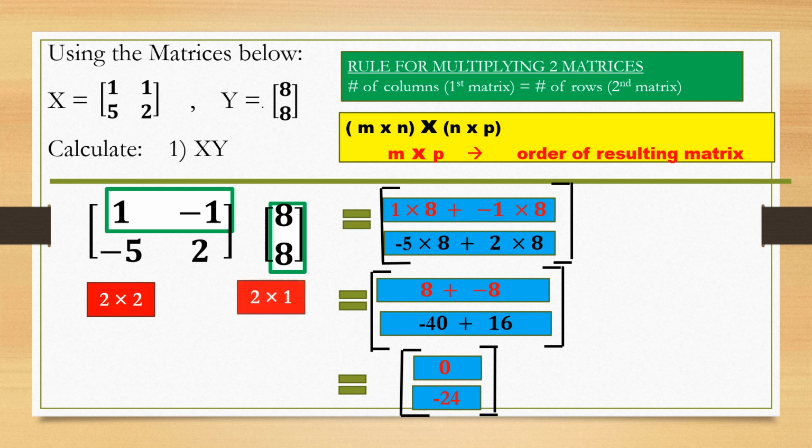Remember, we multiplied a 2 by 2 by a 2 by 1. So that's the m in the yellow box, m times n times n times p. So we're going to get a 2 by 1 matrix in this case. And we did get that, a 2 by 1 matrix.